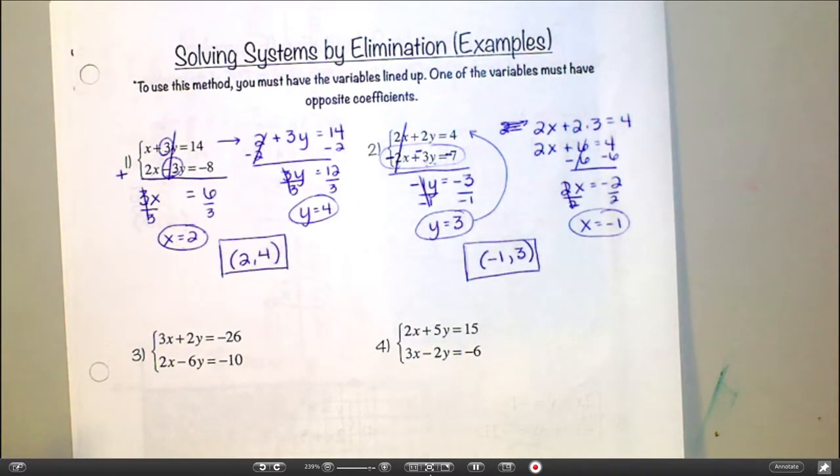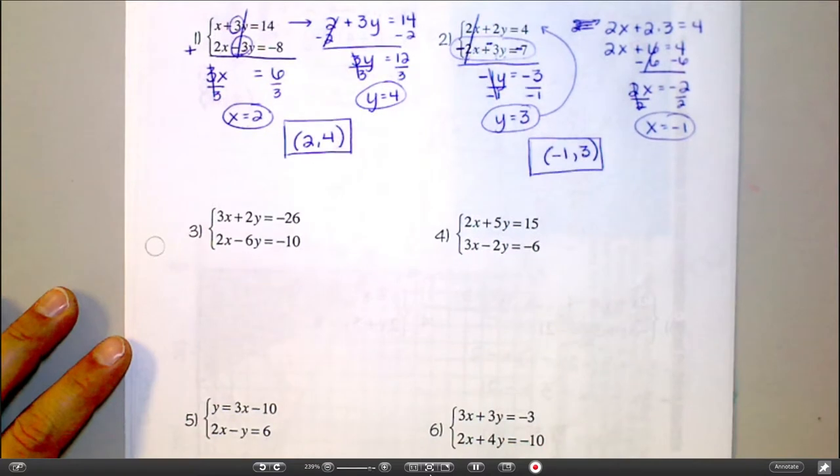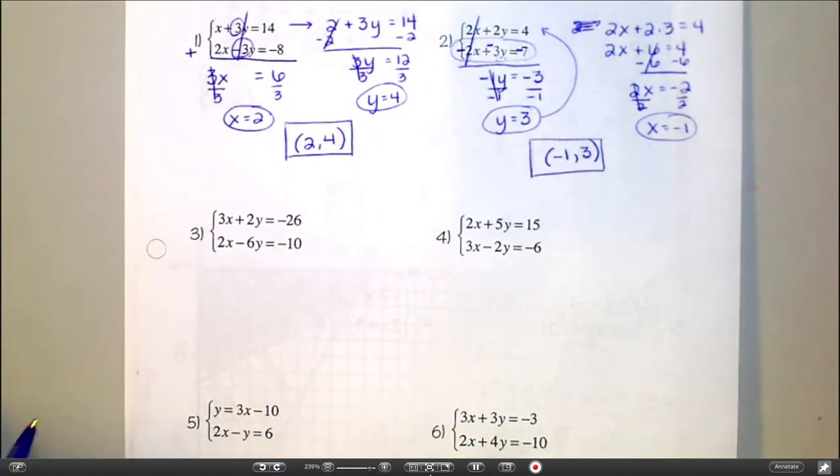Good? All right. Let's look at the third example. Do I have anything that's going to cancel out right now? No. Do I have anything that's at least the same number so I can just throw a negative on it? Not quite. Okay. So now I have to decide whether I'm going to target the x's or the y's.